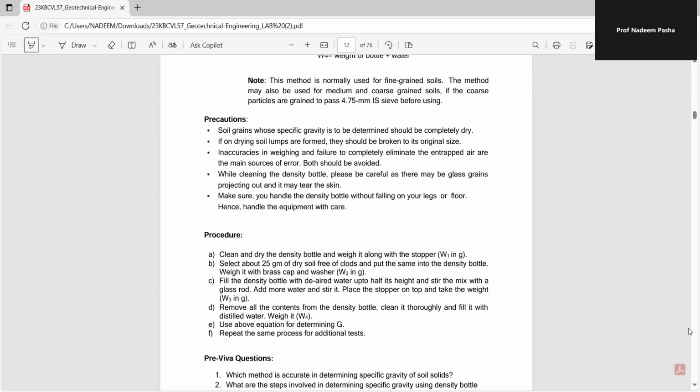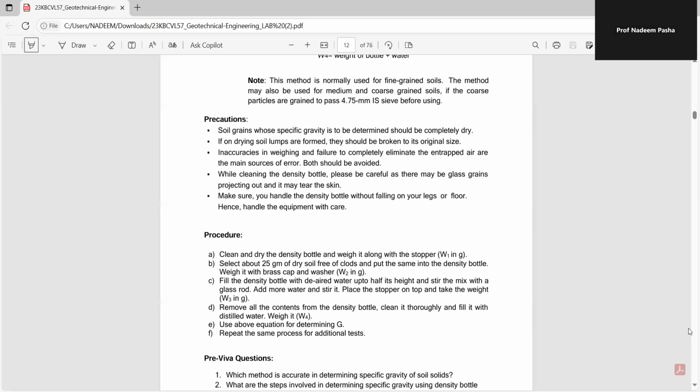Fill the density bottle with de-aired water up to half its height and stir the mix with a glass rod. So what you have to do is fill the density bottle with de-aired water up to half its height and stir the mix with a glass rod. Add more water instead. Place the stopper on top and take the weight W3 gram.